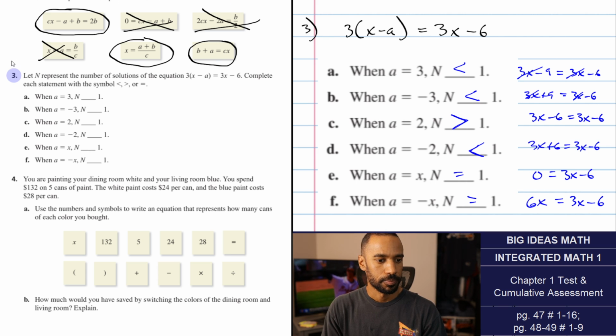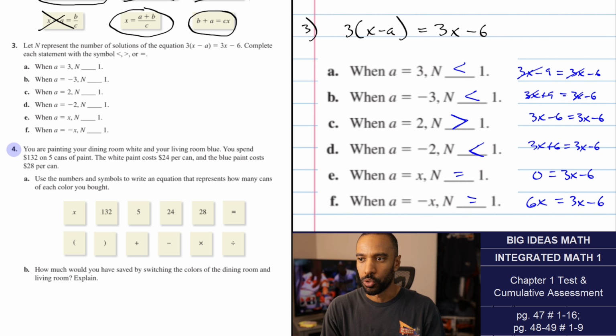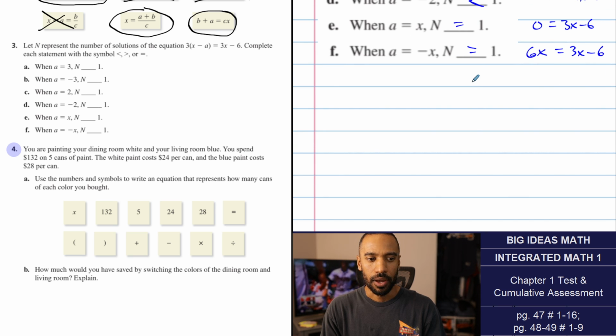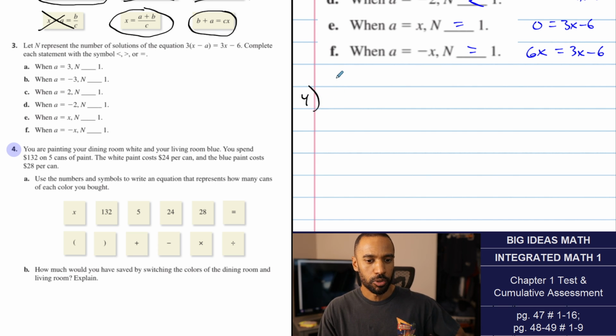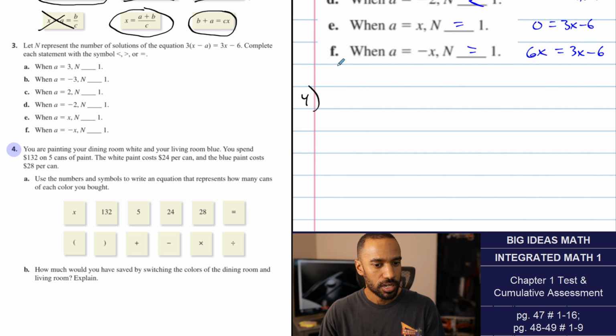Okay, number 4. You are painting your dining room white and your living room blue. You spend $132 on 5 cans of paint. The white paint costs $24 per can, and the blue paint costs $28 per can. Use the numbers and symbols to write an equation that represents how many cans of each color you bought.